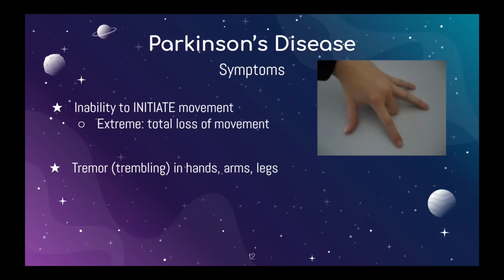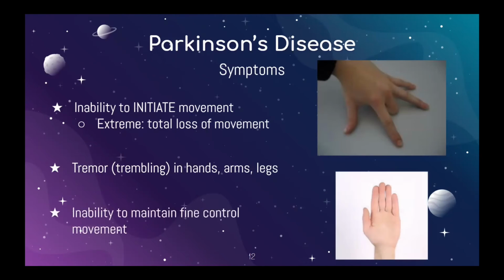Another symptom is a tremor, which is trembling in the hands, arms, and legs. You can remember what a tremor is because it sounds similar to trembling. Finally, another symptom is the inability to maintain fine control movement. These types of movements are very small but really important, such as opening your mouth or bending your fingers.